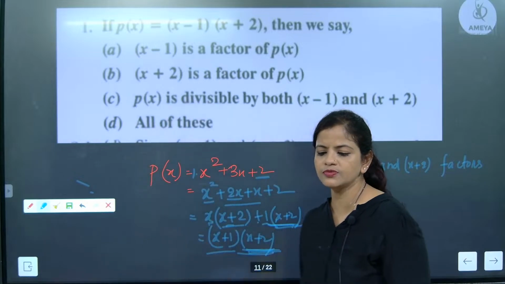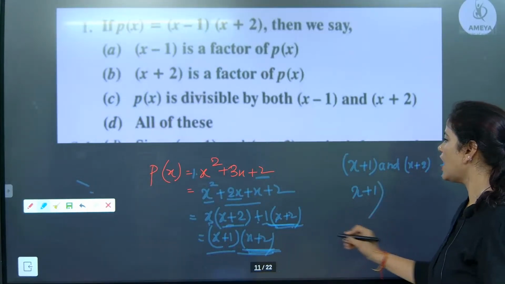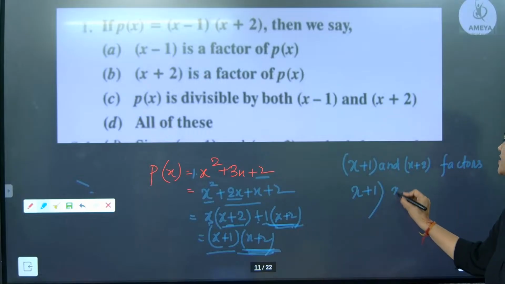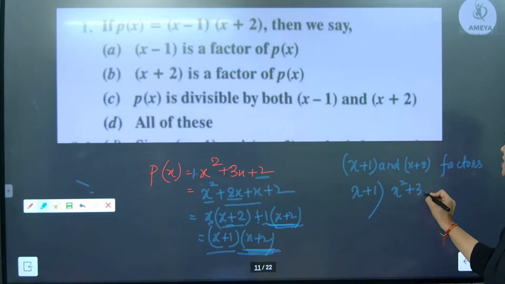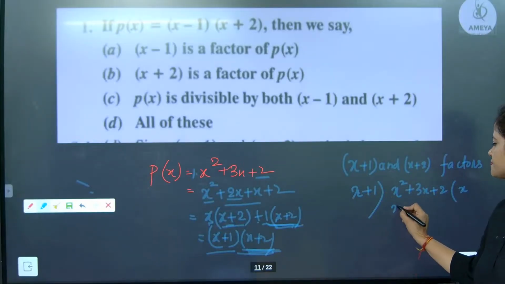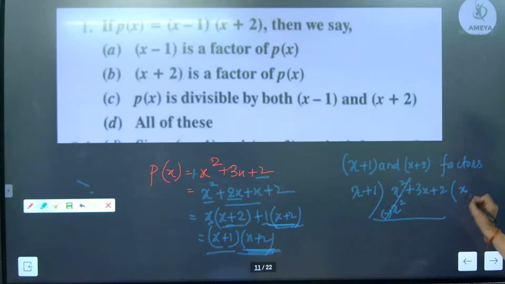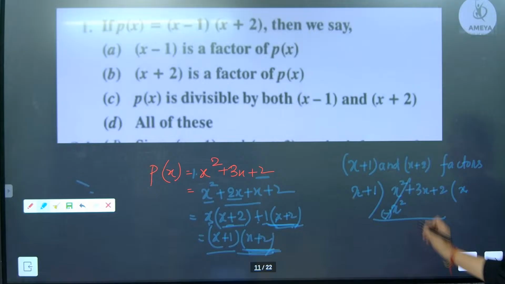Long division method, I am solving and I am going to explain it. Look at x plus 1. How is it going to divide x square plus 3x plus 2? First, I need one x here. x into x. Now here both are plus, so what am I going to put? Minus. Cancel. 1 will multiply with x, what will it become? 1x.